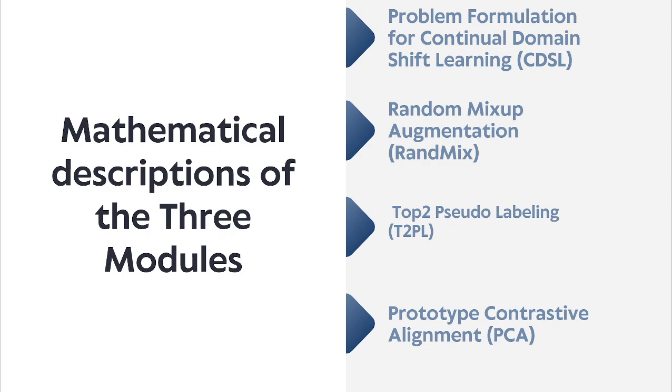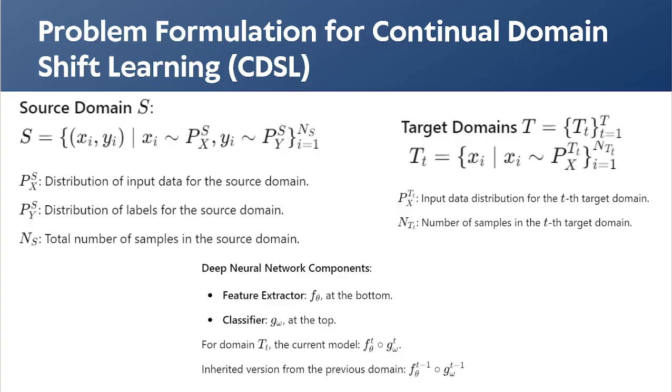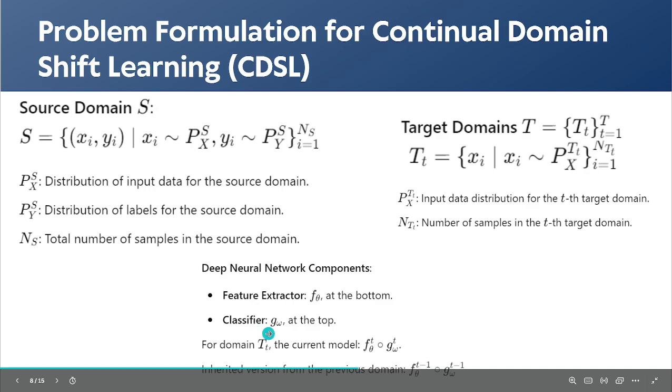Let's look at the descriptions of all of the modules. This is our problem statement. We first have our source domain data. The S superscript indicates that the data is from the source domain, and we have both the inputs and the outputs. Then we face data from T unknown domains, and they only have their inputs. We do not have their labels, and we need to adjust our neural networks to tackle all of this new data. Since it is a deep neural network, we are expressing it as a feature extractor f theta at the bottom and the classifier g omega at the top.